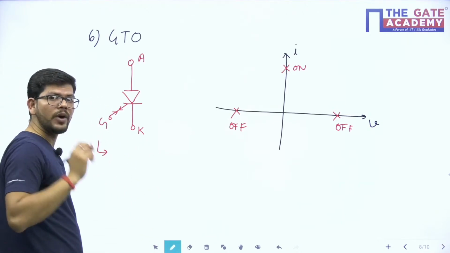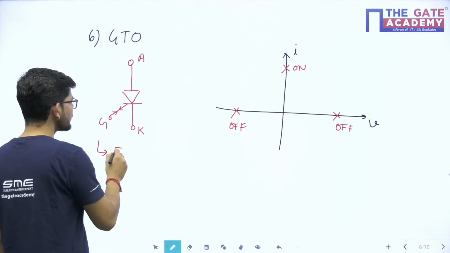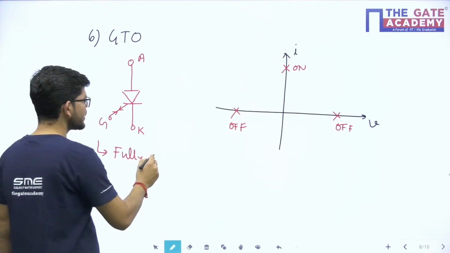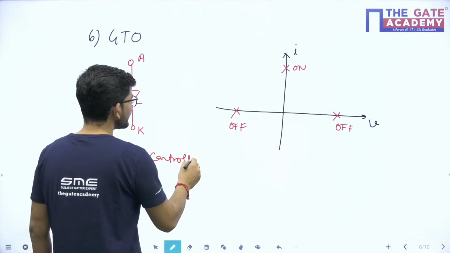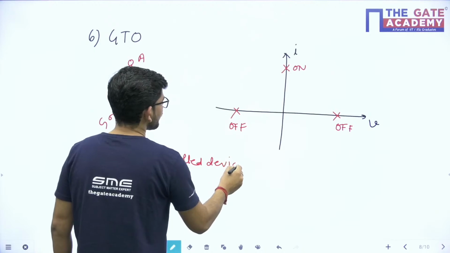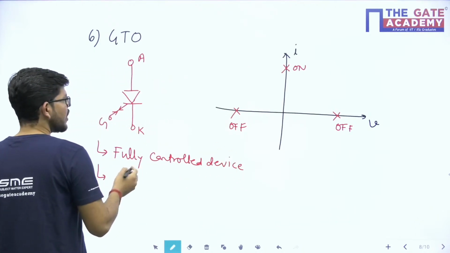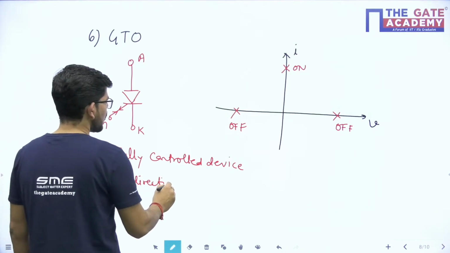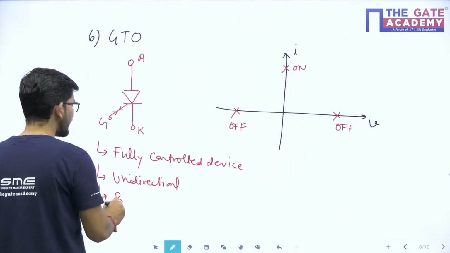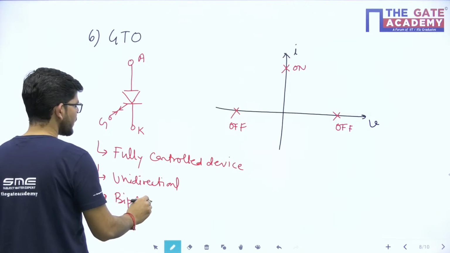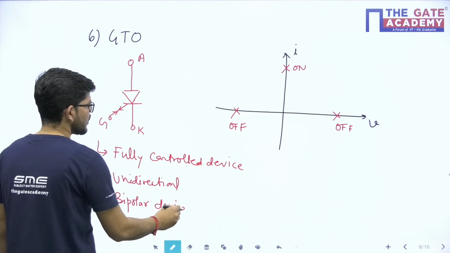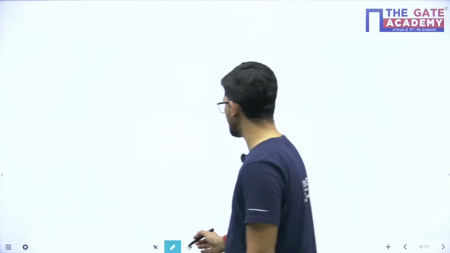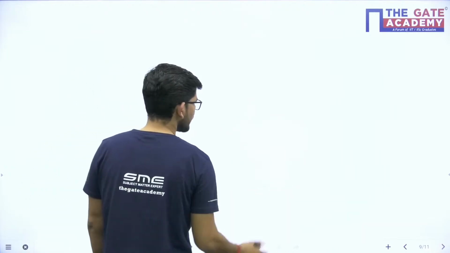And what are the important points regarding GTO? GTO is fully controlled, while SCR is semi-controlled. It is a fully controlled device, and it is also unidirectional, but a bipolar device. So this is all about GTO. We have a similar characteristic in case of GTO that we have in case of SCR.